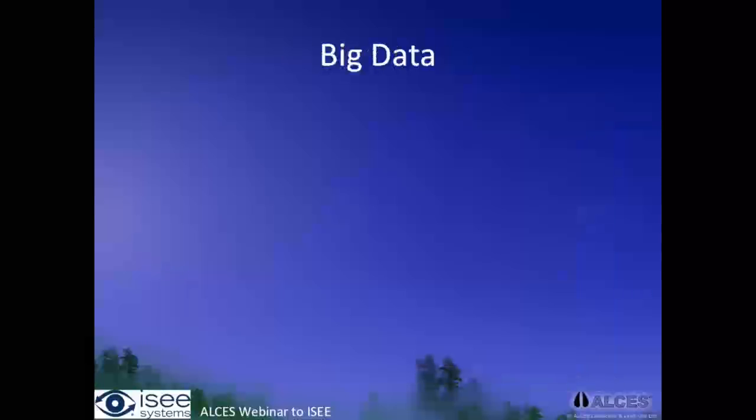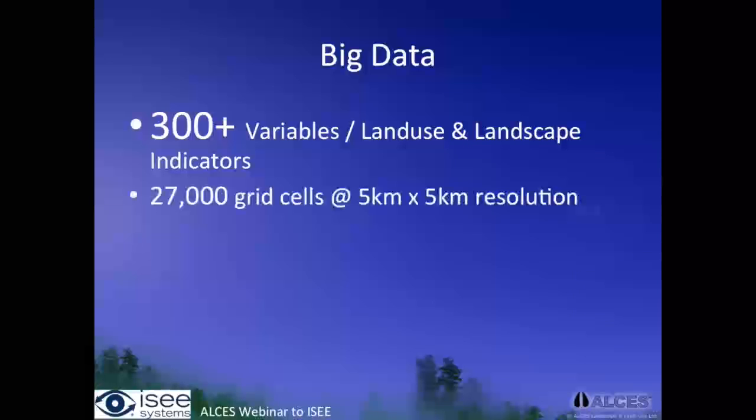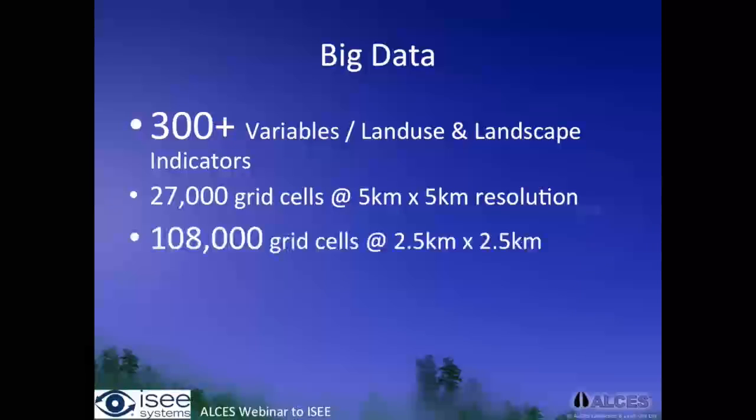So what kind of data are we talking about? Well, we're tracking over 300 variables in ALCES and ALCES Mapper, which have been passed to ALCES Online. We've got 27,000 grid cells at a 5 by 5 kilometer resolution, and when we scale that to a 2.5 kilometer resolution, we've got 108,000 grid cells.